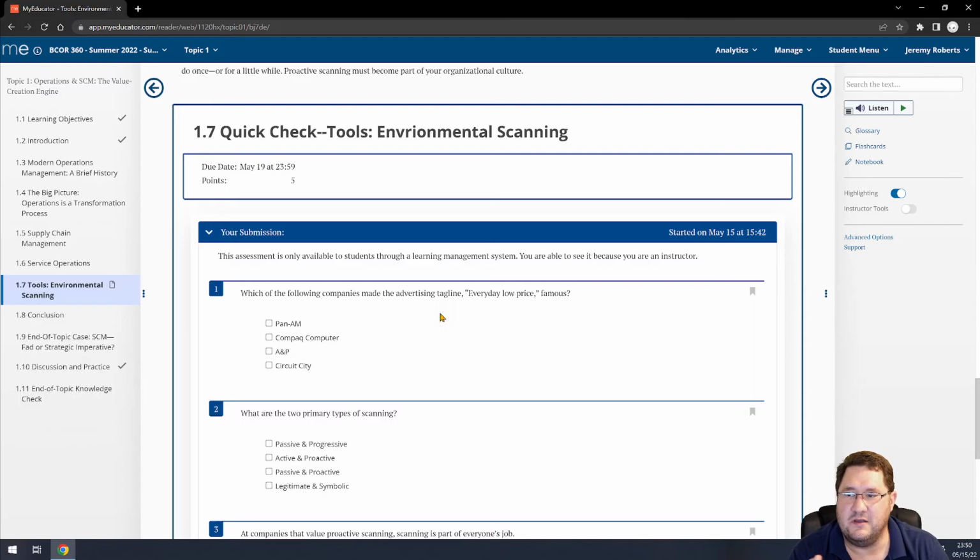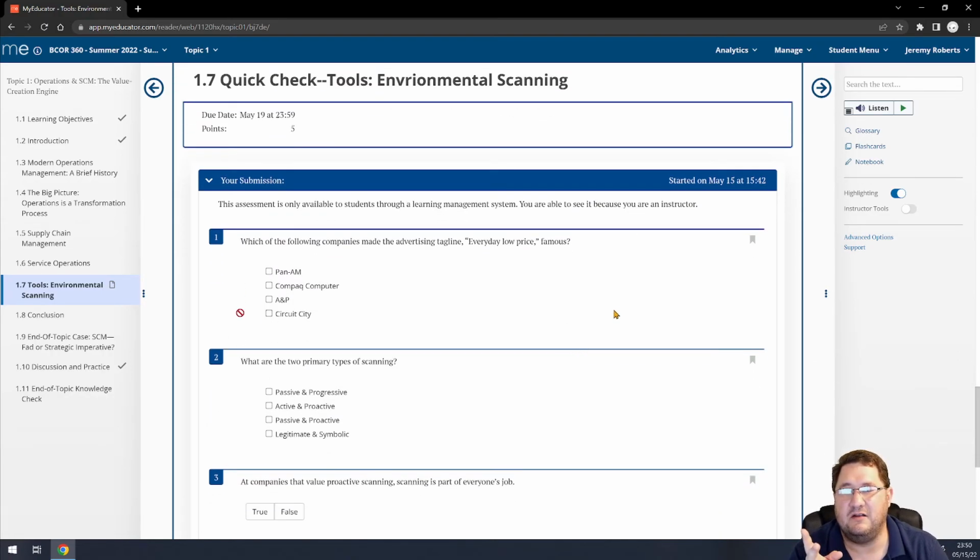So, which of the following companies made the advertising tagline, everyday low prices? Well, this one, it doesn't say Walmart, so it can't be Walmart, right? So you'll have to figure that out. All these answers are in the reading above on all the topics. So you get 2 chances to get as many points as you can on these. It's only out of 5 points for each one. So I recommend you do it once, see how you did, and then your second time, go check the answers. These are easy points. So don't submit it until you go and check the questions.